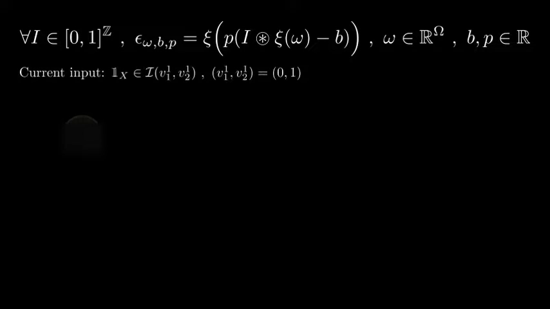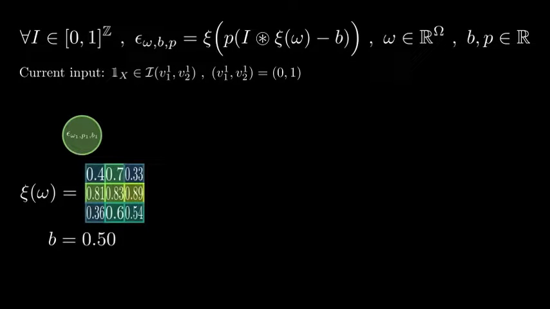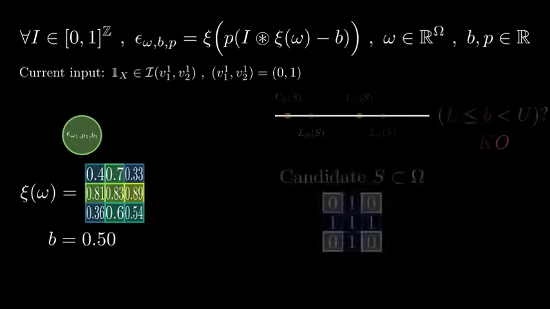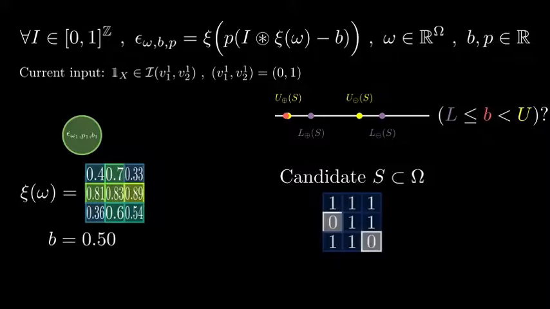Let's focus on the first B's of this network. Its input is a binary image, which can also be seen as an almost binary image with values 0 and 1. Let's say that we are in the middle of the training and we have these parameters. We want to check if the B's is activated or not. To do so, we check different candidates S and see if the bounds are respected or not.